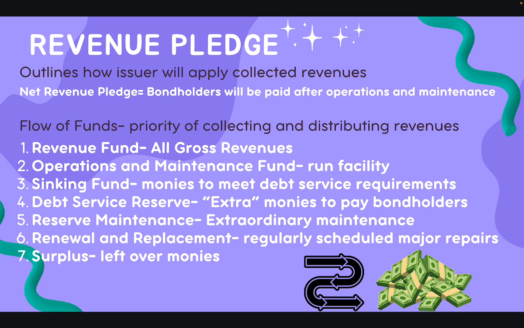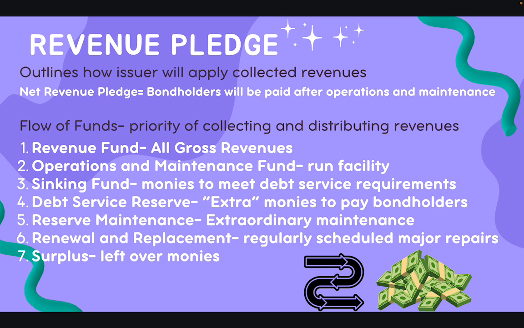And then we have a sinking fund. The sinking fund is where we pile all the monies together to meet the debt service requirements. One big pile. The debt service reserve, that's going to be our extra monies to pay the bondholders. The reserve maintenance is the extraordinary maintenance that may have to happen. We've got a separate pot of money for that. And that's where that will go next.